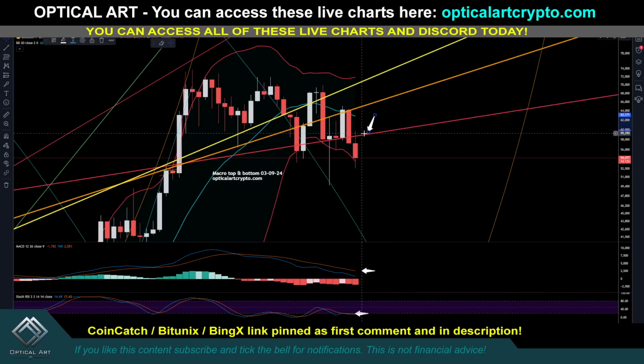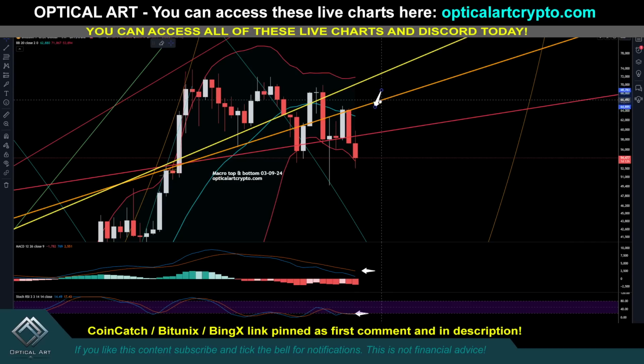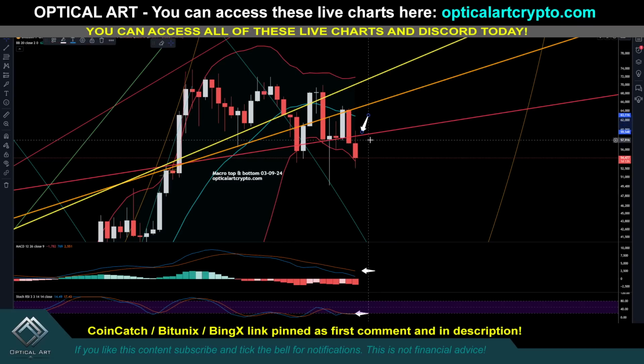If we get back above, let's say 59,200, start getting potentially bullish up to this point. This is where I said if we're above this point, I get bullish. Now we're way below this red macro trend line on the weekly, which to me is very bearish.